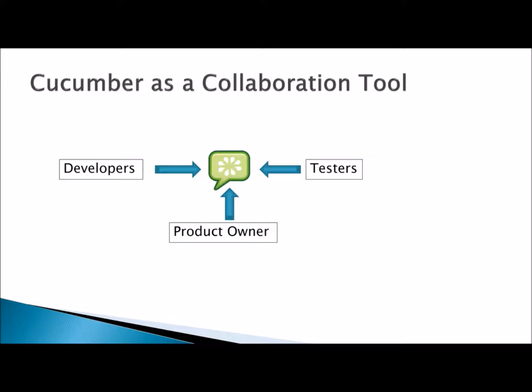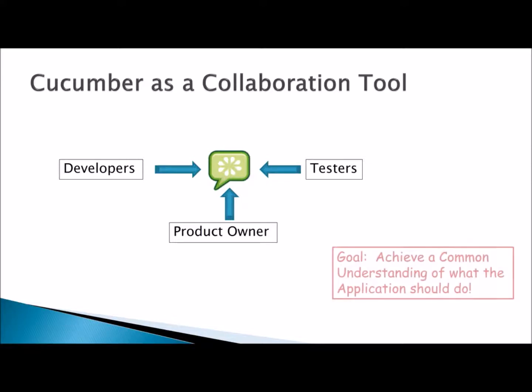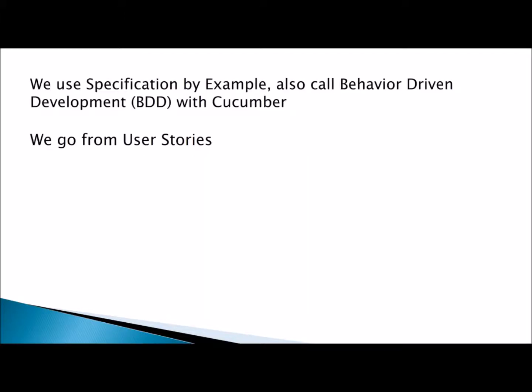So as a collaboration tool, Cucumber is a way for the developers, the testers, and the product owners to work together with the goal of coming up with a common understanding of what the application should do. The purpose here is to eliminate the developers understanding things differently than the testers who understand things differently than the product owner. To do this, we use an agile engineering practice called behavior-driven development.